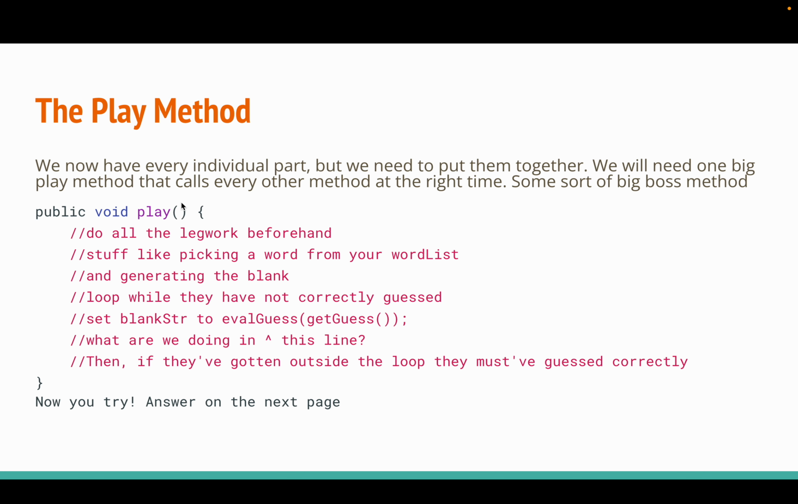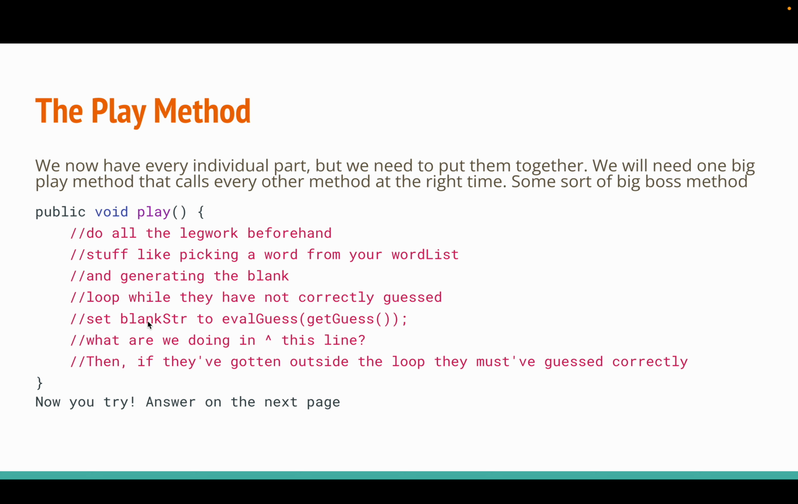Finally, our play method. We now have every individual part of our Hangman class, but we need to put them together. So we're going to need one big play method that calls every other method at the right time, kind of like a big boss method. So this does all the legwork beforehand, like picking a word from your word list and generating the blanks, and then loops while they've not correctly guessed.